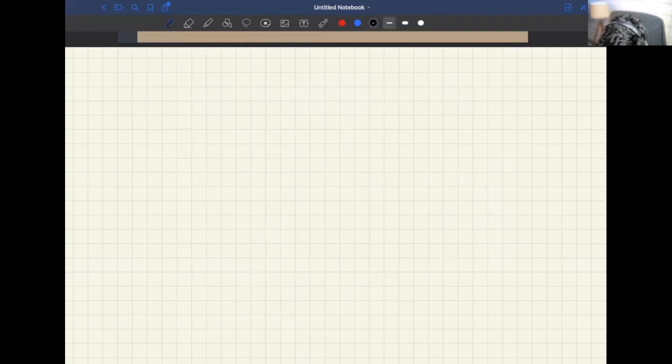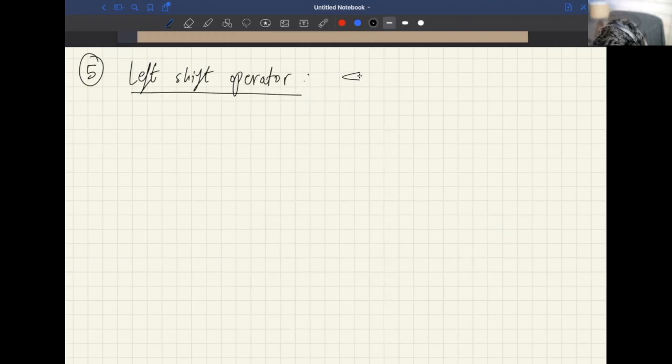So another operator, left shift operator. The very important symbol is this. Basically, if I say 10 left shift 1, it is basically going to say what is the binary representation of 10. This is the binary representation of 10. Left shift basically means add a 0 in the end.